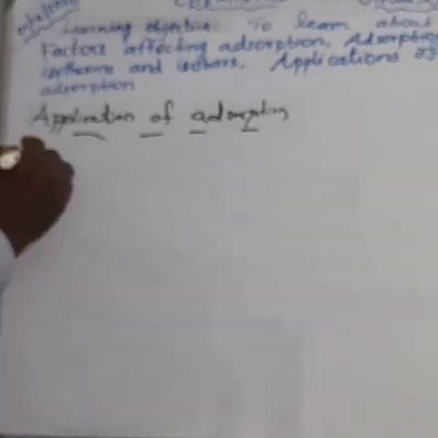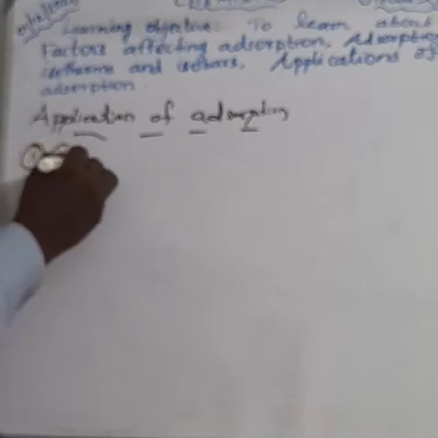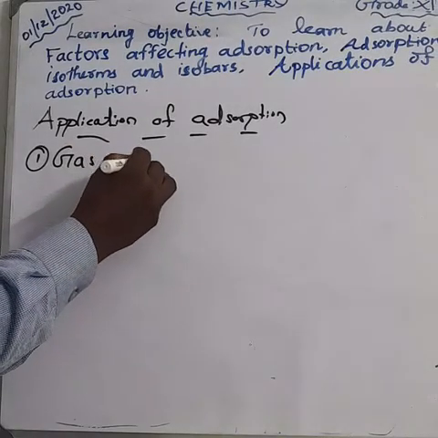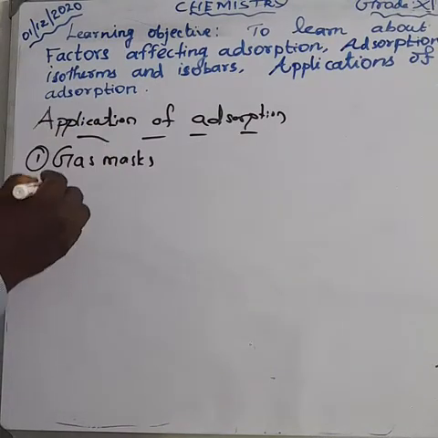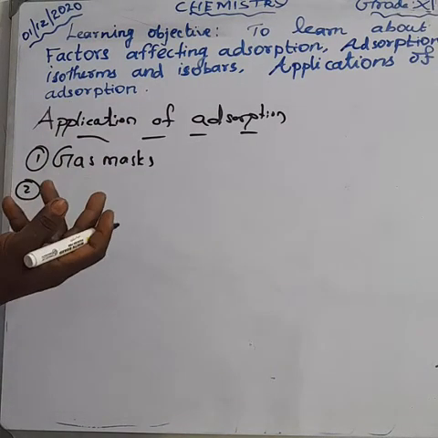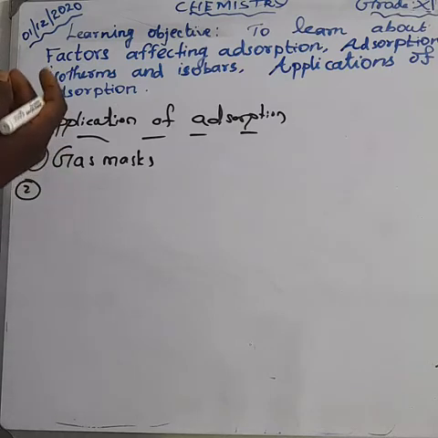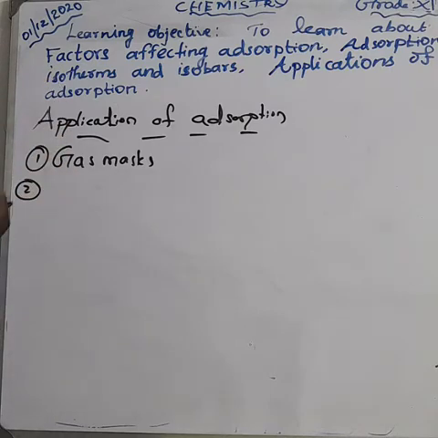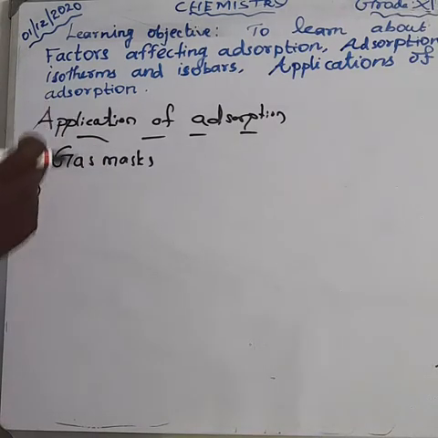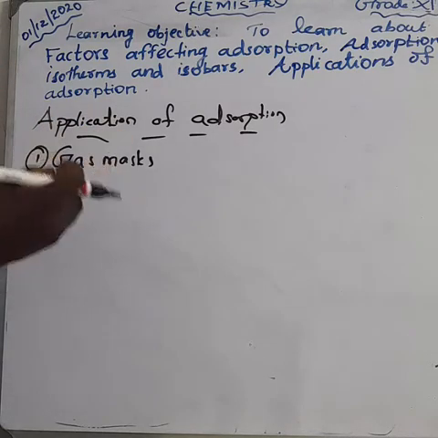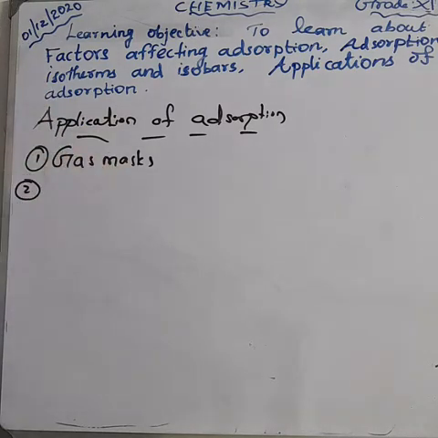For example, the first one is the gas mask, second is ion exchange resin, next is chromatography, decolorization of sugar, and petroleum refining. These are all applications. The first one is the gas mask, otherwise called an air purifying respirator.